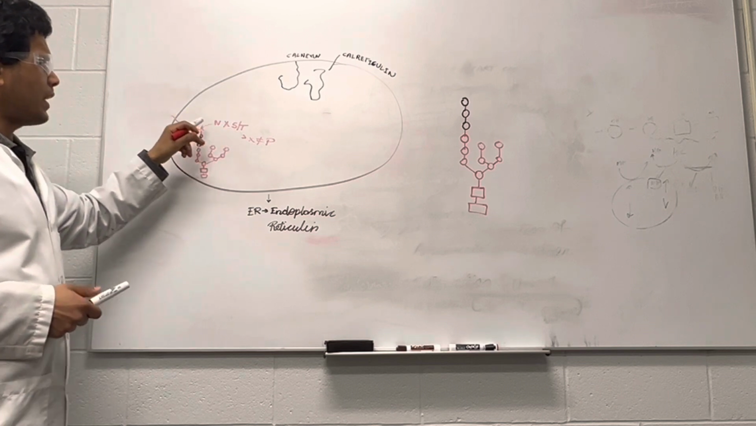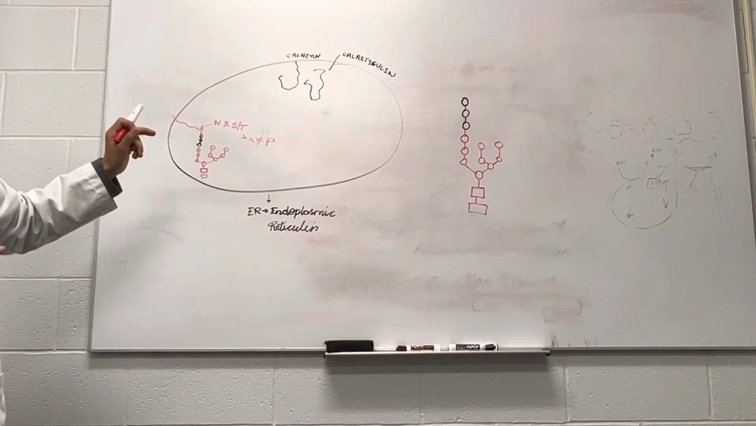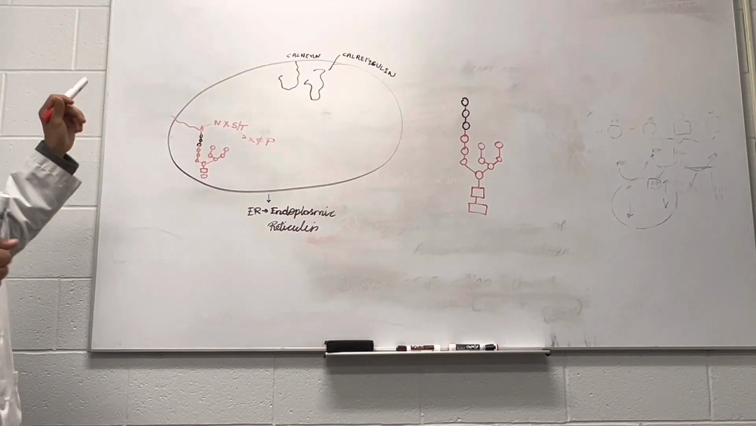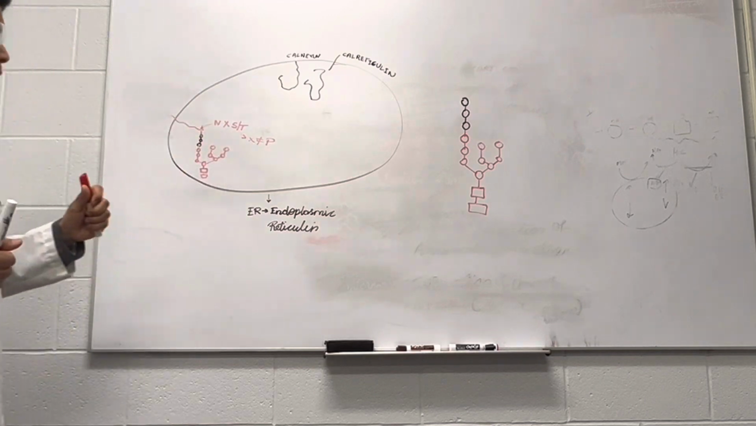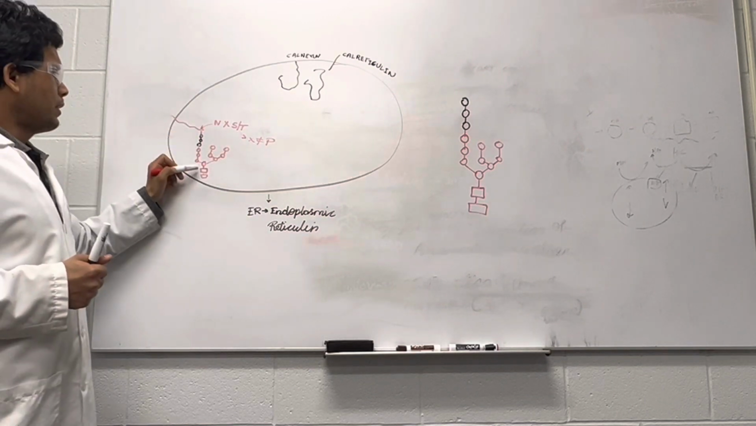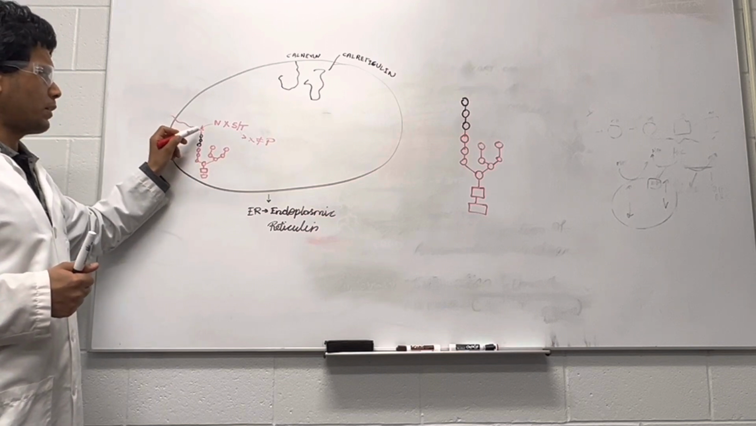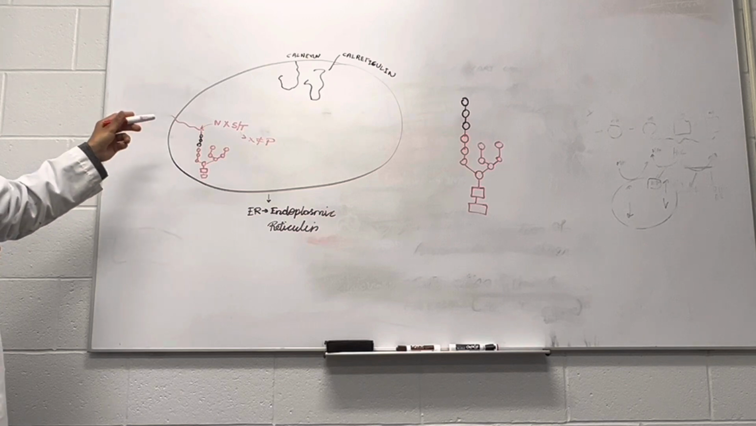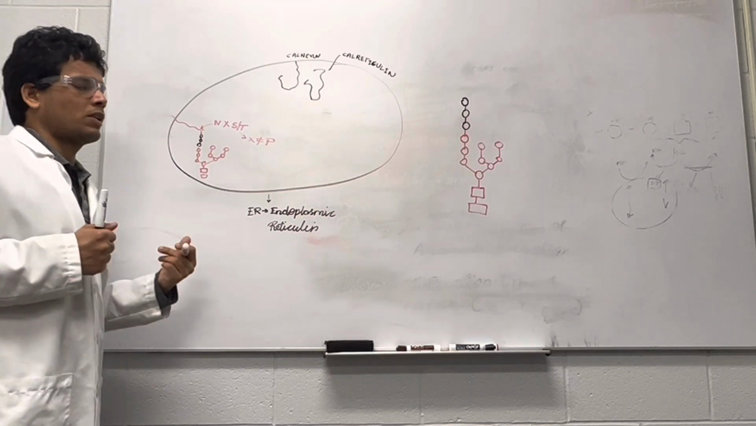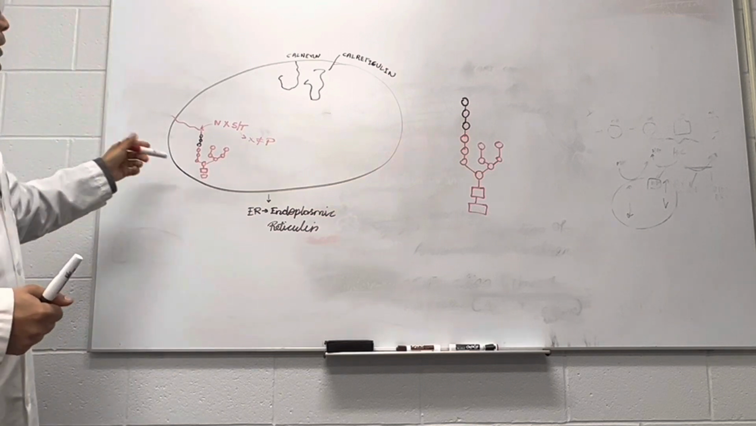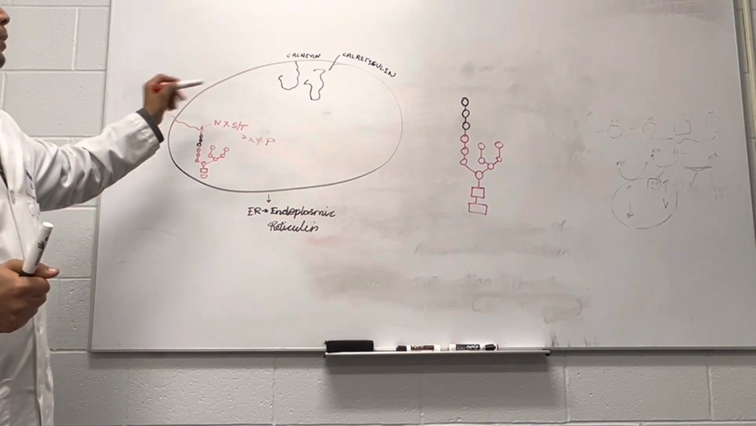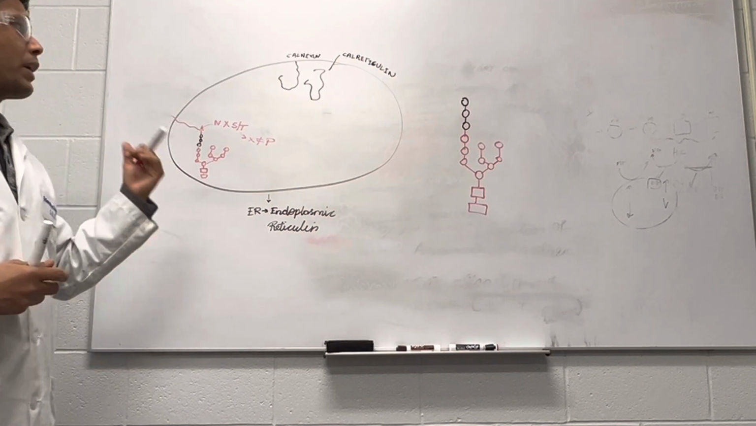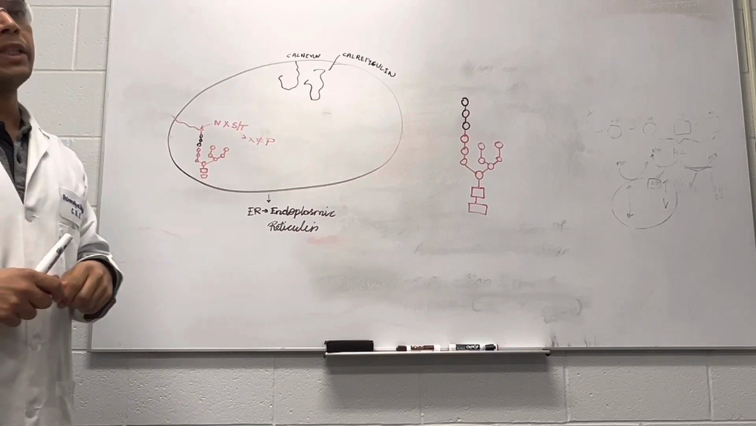N is asparagine. X could be any amino acid except proline, and the third amino acid should be S or T. S is serine and T is threonine. So when this Glycan binds with this chain of amino acids, or polypeptide chain, from now onwards we will call it a polypeptide chain, this Glycan is now recognized by another enzyme called glucosidase 1.